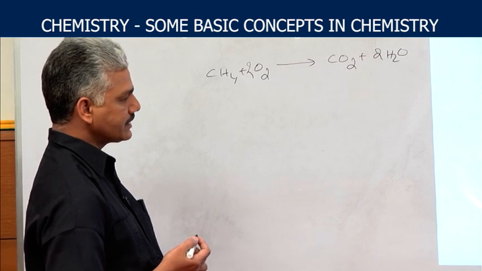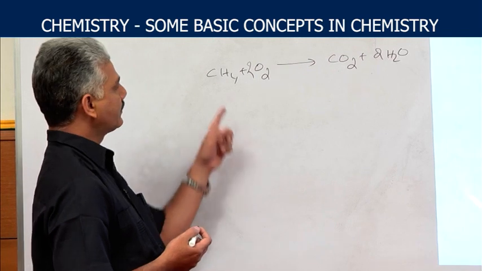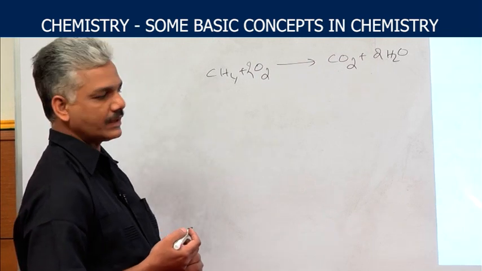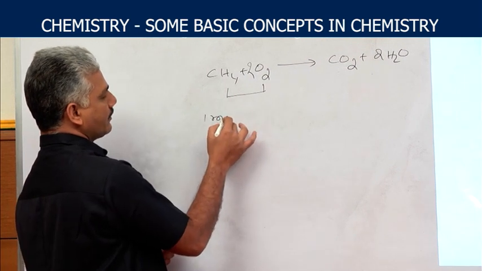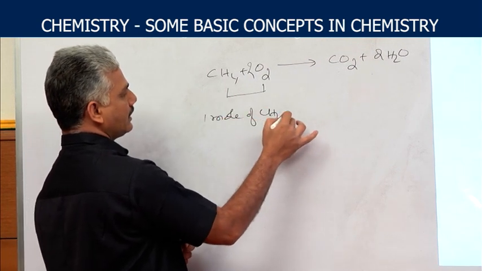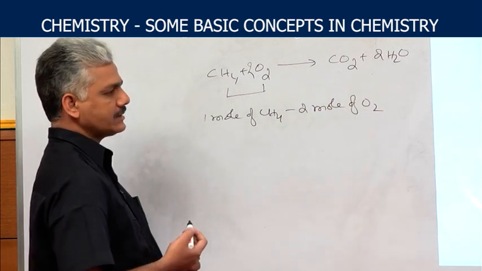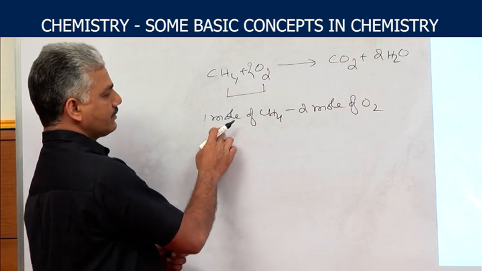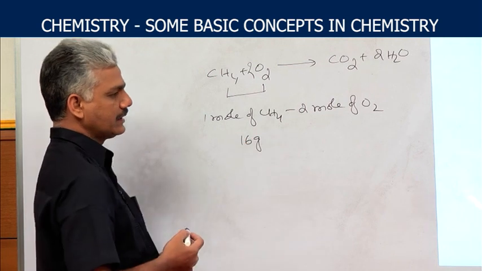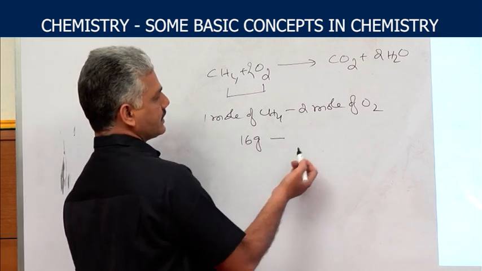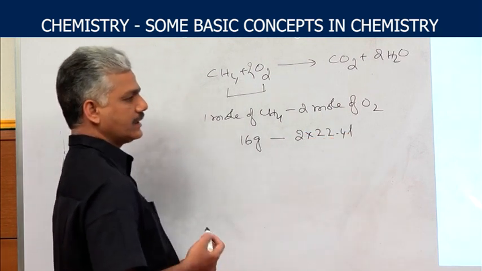Now, what is required is we have to calculate the volume of oxygen for the burning of a specific quantity of methane. So, the molar relation is 1 mole of methane can react with 2 moles of oxygen. As the methane weight is given, these moles are to be converted into weight. 1 mole of methane's weight will be 16 grams and for 16 grams to react completely, we require 2 into 22.4 liters of oxygen.